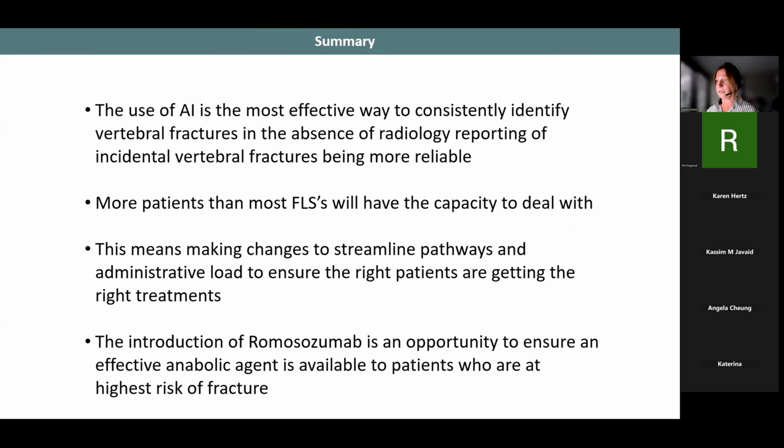We also recognise that there are more patients that will be found than most FLSs are able to have the capacity to deal with, and that's why it's so important that we look to make changes to the pathways we have, to streamline them where we can, and to really look at what we can do about that administrative load to try and make sure that we are finding the right patients and getting them onto the right treatments quickly. And as I mentioned, the introduction of romosozumab is an opportunity to make sure that these really high risk patients that we're finding with this technology are getting the most appropriate treatment.